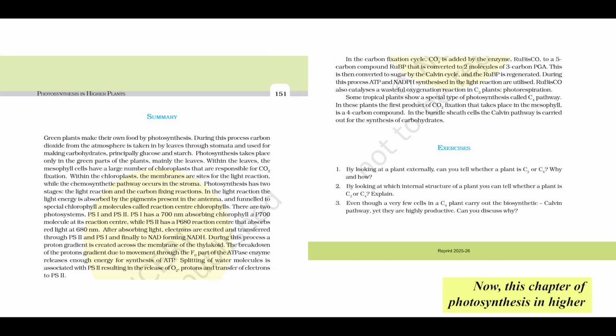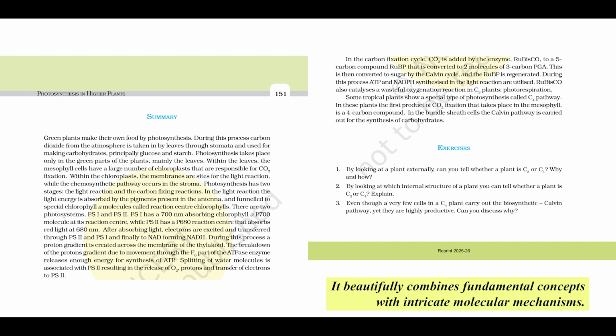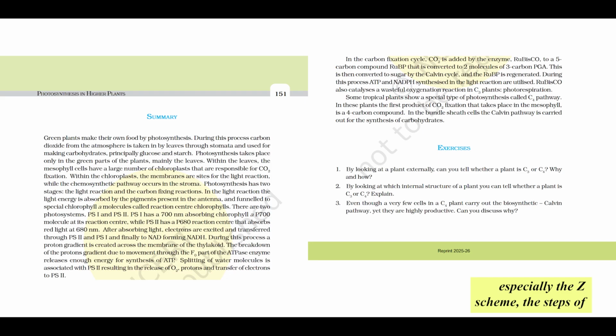Now, this chapter, Photosynthesis in Higher Plants, truly is a cornerstone of plant physiology. It's absolutely vital for your class 11th and 12th board exams, and definitely a high-weightage topic for NEET. It beautifully combines fundamental concepts with intricate molecular mechanisms. My strong advice to you is to really revise these pathways, especially the Z-scheme, the steps of chemiosmosis, and the stages of the Calvin cycle.